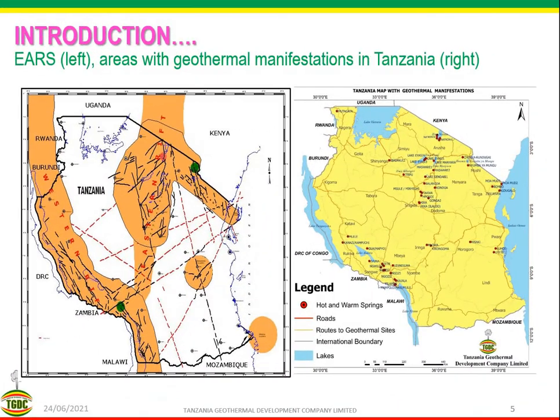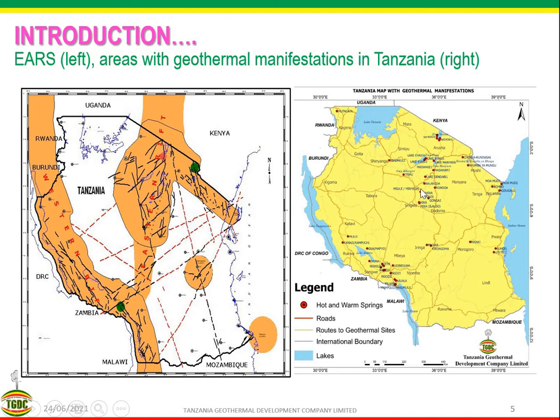As you can see, the left side of this slide is a map representing the East African Rift System and the Western Rift System. And you can see the coast here. On the right side of this slide, you can see the locations of all manifestations in Tanzania. The distribution of all manifestations is located somewhere here.